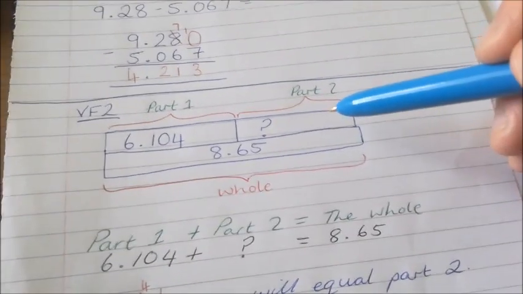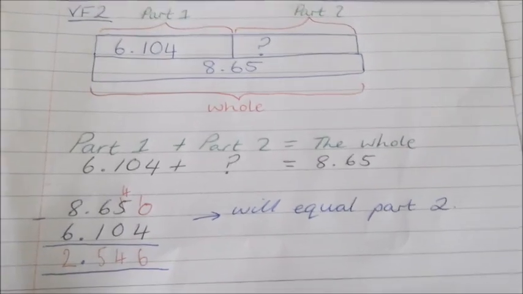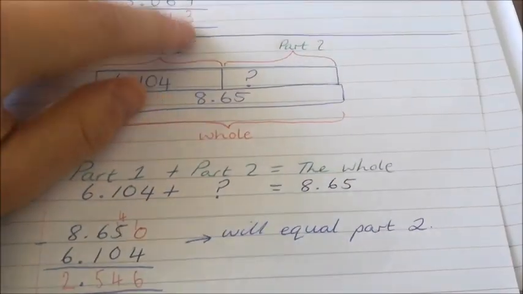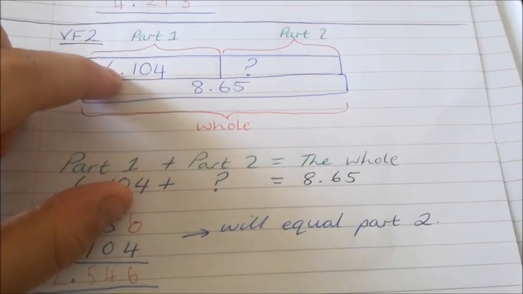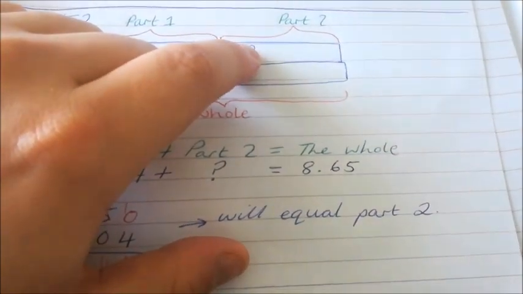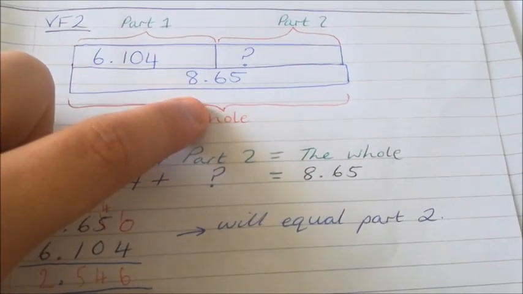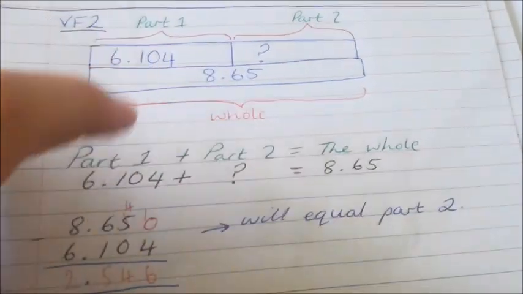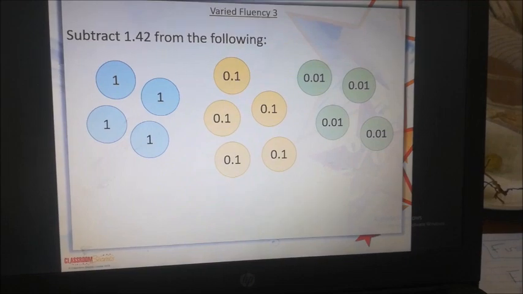2.546 is equal to part 2 over here. So we're just using a bar model to work out what it's asking for. 8.65 is our whole. We know part 1 is 6.104. We need to work out what part 2 is. Work it out by subtracting part 1 away from the whole. So the whole take away part 1. So have a little go with that, and obviously, as usual, the answers come up on the screen.